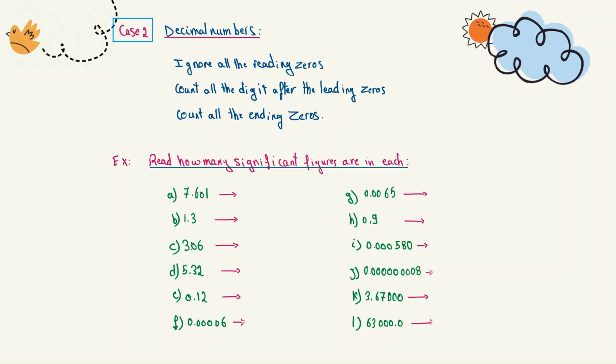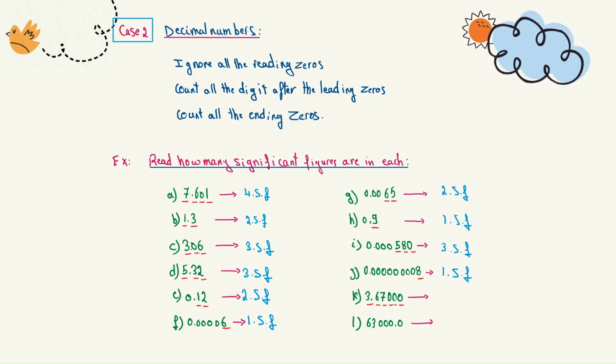In part A, we see clearly that we have 4 significant figures, 7, 6, 0, and 1. Part B, 2 significant figures. Part C, we have 3. Part D, also 3. Part E, 2. Part F, just 1. Part G, 2 significant figures. Part H, 1 only. Part I, 3 figures because we count the last zero. Part J, 1. Part K, 6 because we count the ending zeros. Last one also 6.